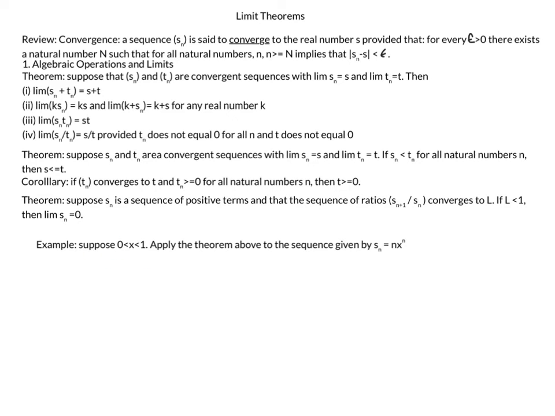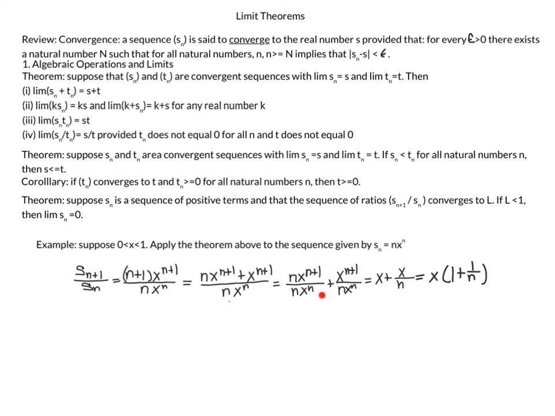Suppose x is between 0 and 1. Apply the theorem above to the sequence given by Sn equals n times x to the nth power. I'm going to look at the ratio Sn plus 1 over Sn. So here I have (n plus 1) x to the n plus 1 over n x to the n. Some algebraic manipulations will get you x times (1 plus 1 over n).